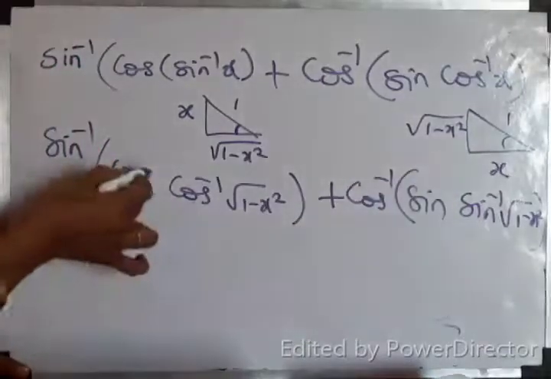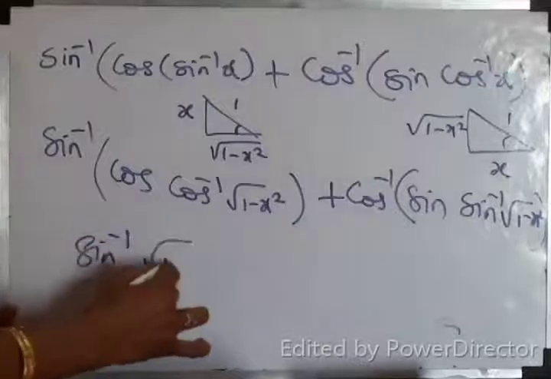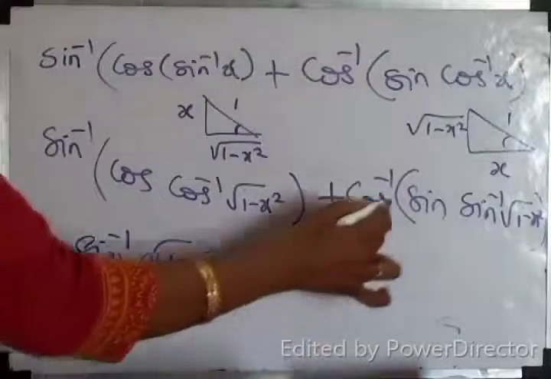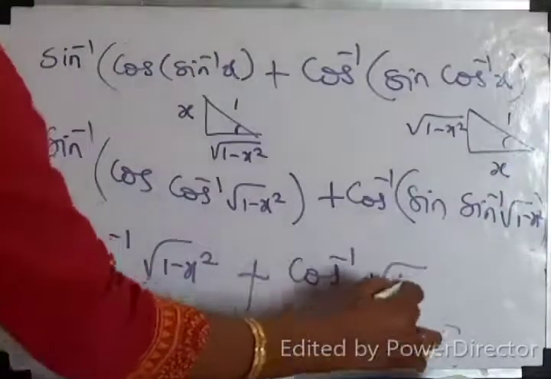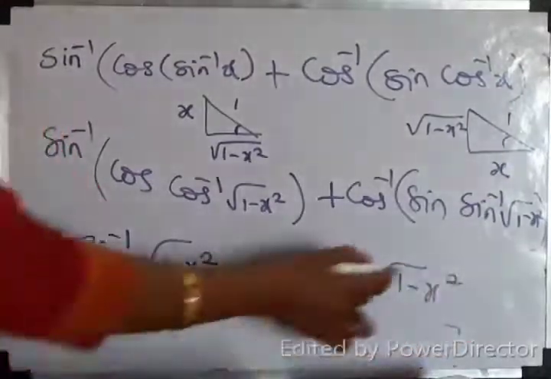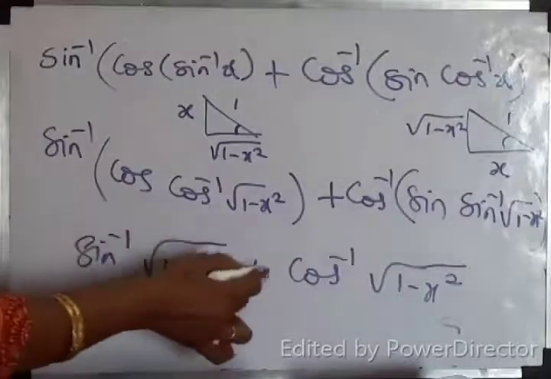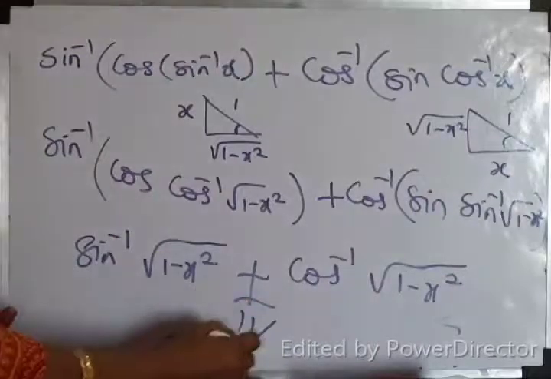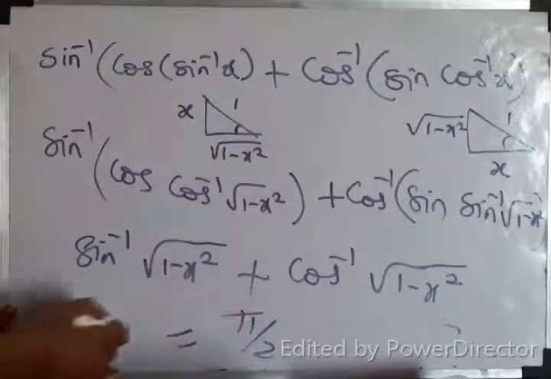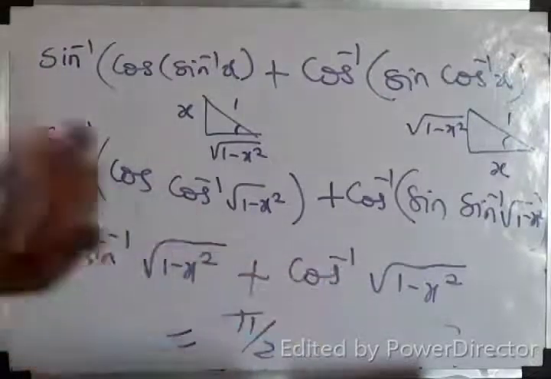Correct? Now cos inverse gets cancelled. So what am I getting? Sin inverse root of 1 minus x square, plus sin inverse gets cancelled. So I have cos inverse root of 1 minus x square. Correct? So it looks like sin inverse x plus cos inverse x equal to, come on, pi by 2. The answer is pi by 2. Sin inverse x plus cos inverse x equal to pi by 2.